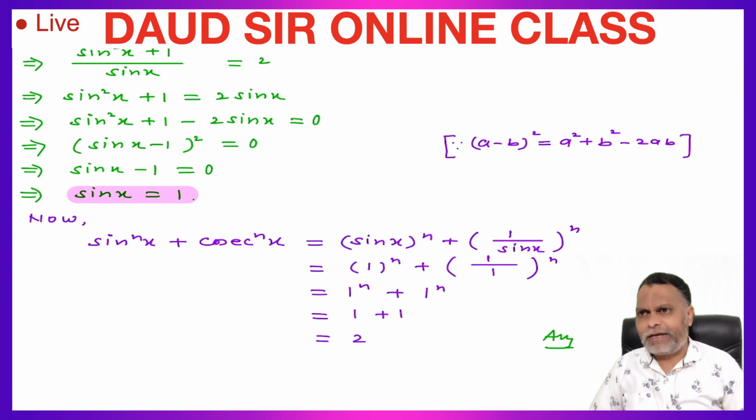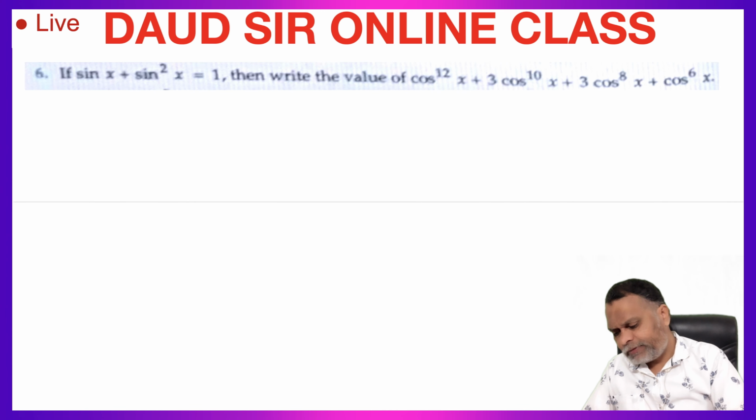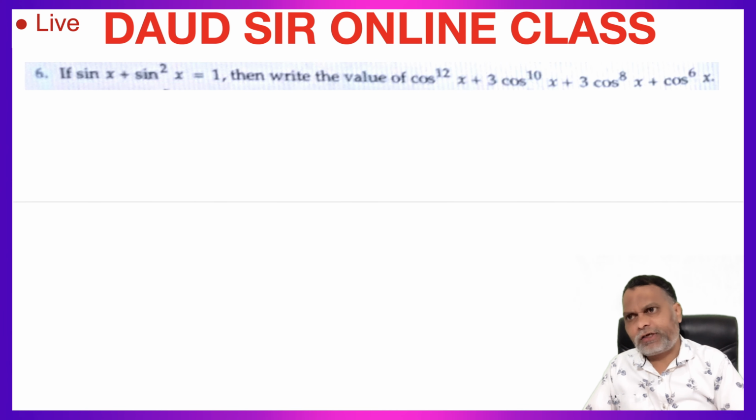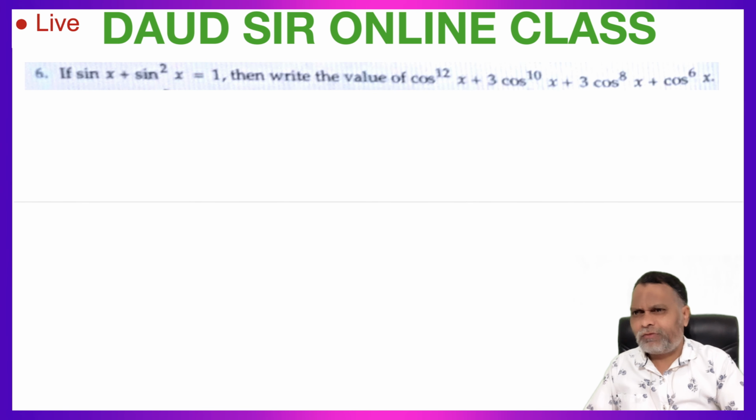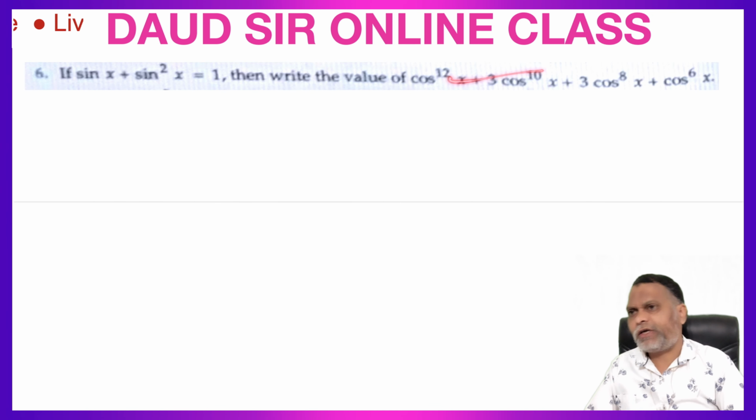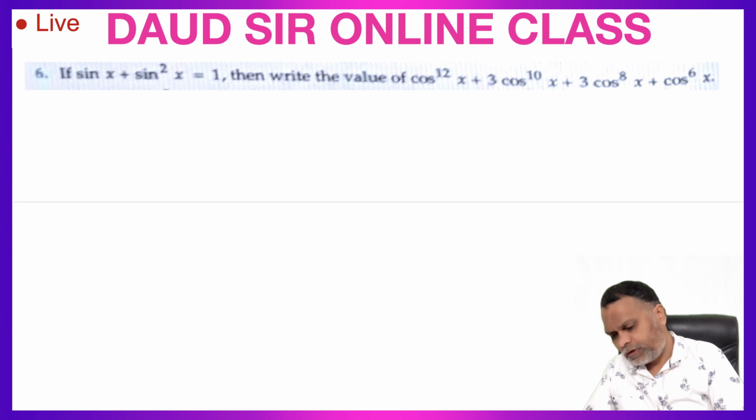Question 6. If sin x plus sin square x is equal to 1, this condition is given, then write the value of cos raised to the power 12x plus 3 cos raised to the power 10x plus 3 cos raised to the power 8x plus cos raised to the power 6x. First of all, solve this given condition. After solving this given condition, we will get one important result. Then with the help of this result, we can calculate the value of this.